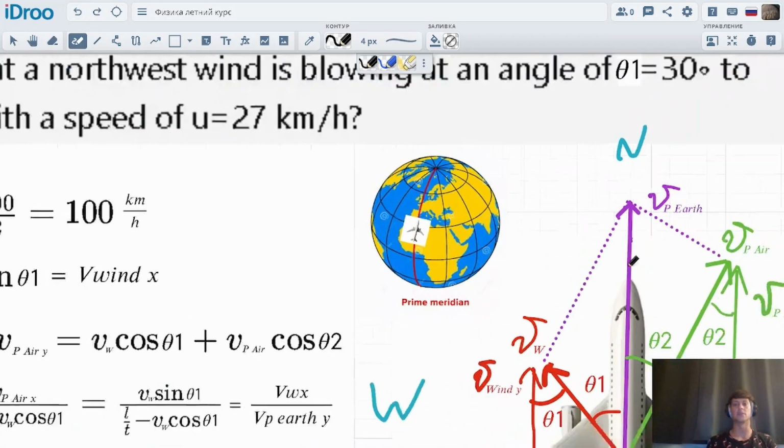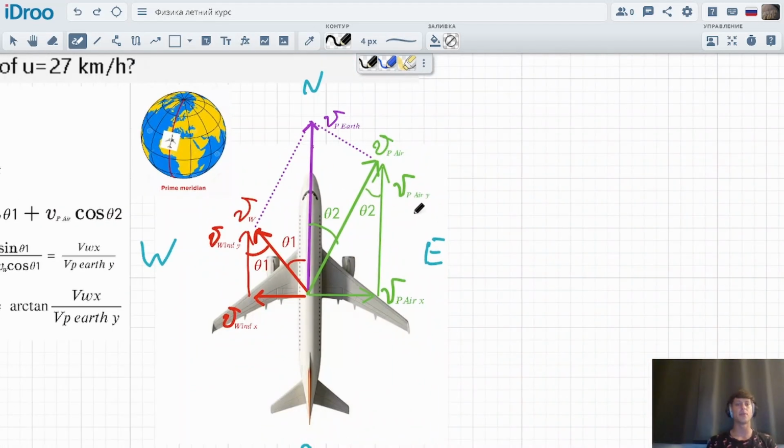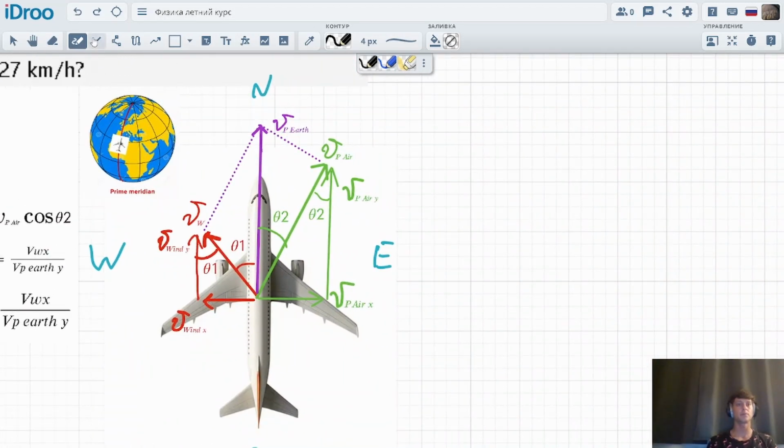Let's have a look at this picture. Here we have three main vectors: the red one, green one, and purple one. The red vector is the velocity of the wind. The green vector is the velocity of the plane relative to air. And the purple one is the sum of the two. This is the velocity of the plane relative to Earth.